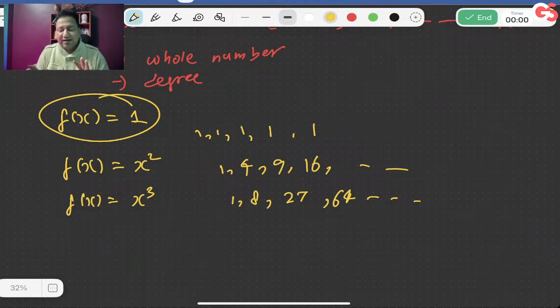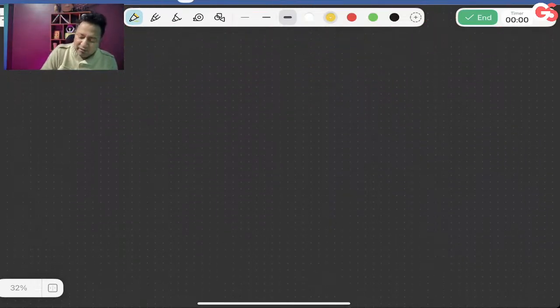Now, it could be 2x² plus 3x plus 5, anything, but x², the highest power is 2. Okay, so now I was just playing along with it.